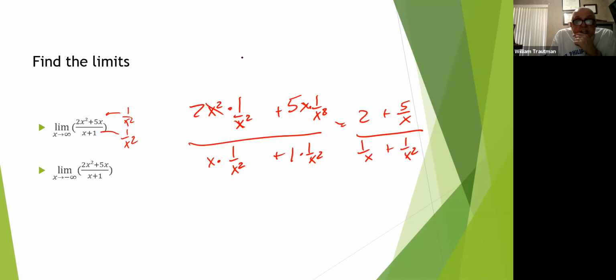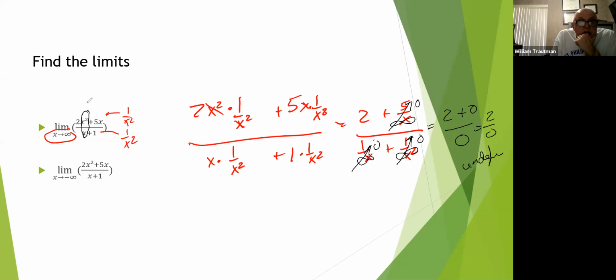Now, because we're plugging x to infinity into all of these, if I plug infinity in, 5 divided by infinity is 0, so I'm left with 2 plus 0. 1 divided by infinity is 0. 1 divided by infinity is 0. 0 plus 0 is 0. I get 2 over 0, which is undefined. Once again, if the higher power is on top, larger than the bottom, then there's no horizontal asymptote, or we can say there is no limit.